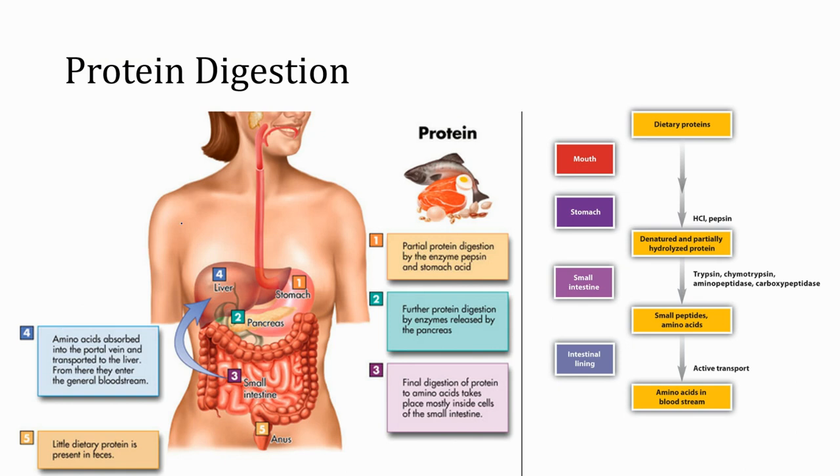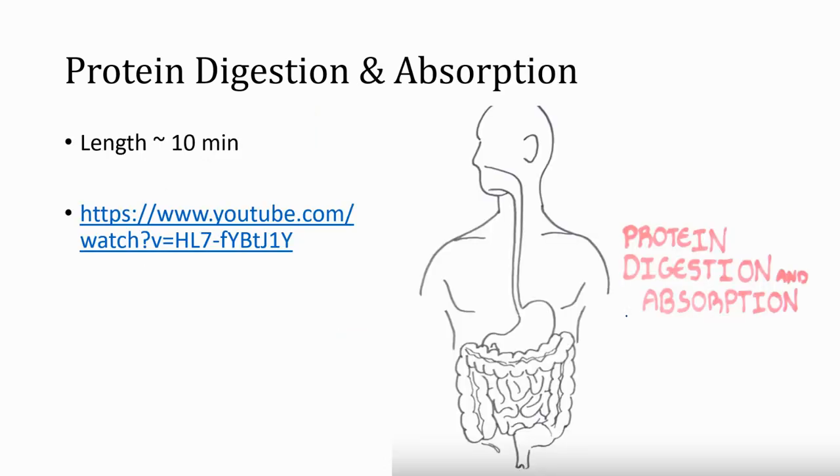Protein digestion. You've got your proteins that are coming in. You're going to eat them. They're going to go into the stomach where they will get broken down with the presence of hydrochloric acid and pepsin. They will then go to the small intestine where they're going to continue to get broken down by peptidases, and then they will be actively transported from the lumen of the small intestine into the bloodstream. Again, a pretty good video on protein digestion.